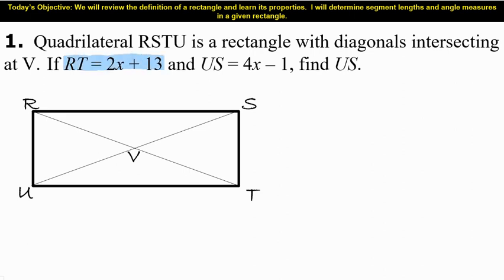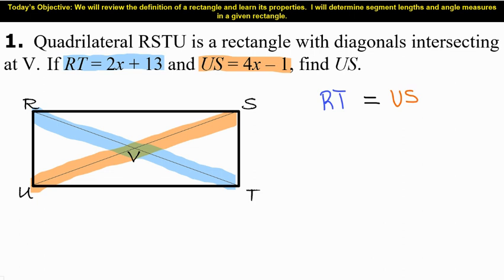RT is 2x plus 13. So that's the whole negative sloping diagonal. And US equals 4x minus 1. So that's the whole positive sloping diagonal. And what did we say about our diagonal lengths in a rectangle? They equal each other, right? So RT is going to be equal to US. Okay, so then we just do substitution. RT equals 2x plus 13, and US equals 4x minus 1. And now we can solve for x.